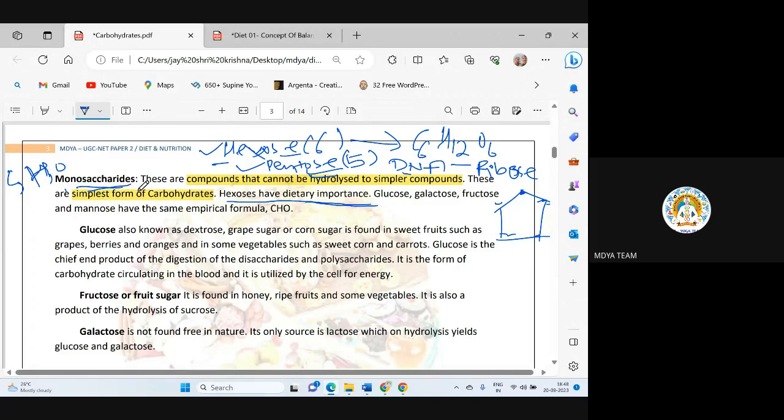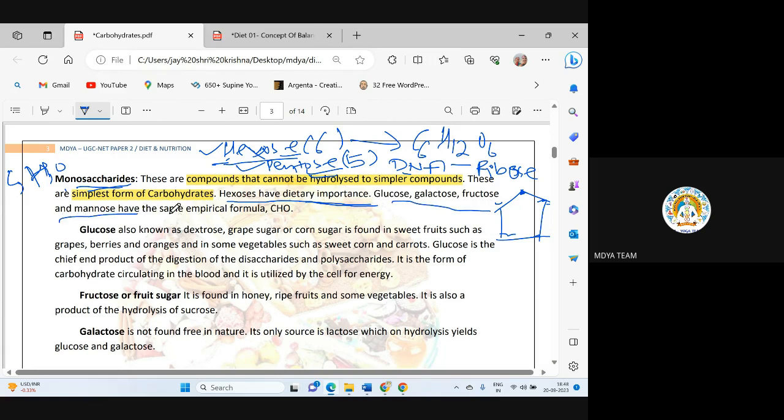So monosaccharides are just substances which contain carbon, hydrogen, and oxygen. In these monosaccharides, if 6 carbons are present, then they are known as hexose, and they have dietary importance. They are important in our diet. They give us energy. And if they have 5 carbons, then they are known as pentose, and they have some importance in our genetic material. So examples of monosaccharides are glucose, galactose, fructose, and mannose.